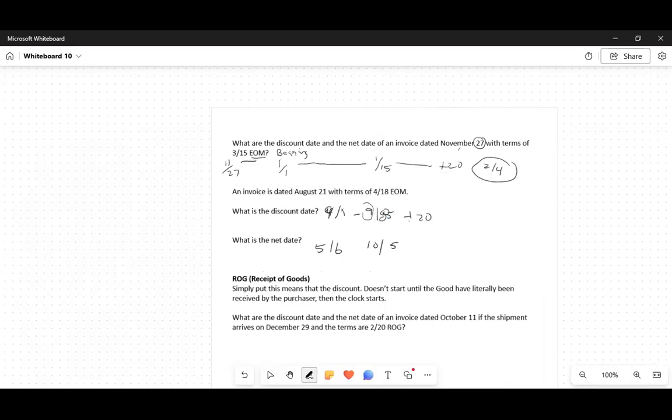So 9/1 to 9/18 is the discount period. That looks really bad. Plus 20 would put you to 9/38, but there's not 38 days in September. There's 30, so that would bring me to 10/8. That would be the net date.